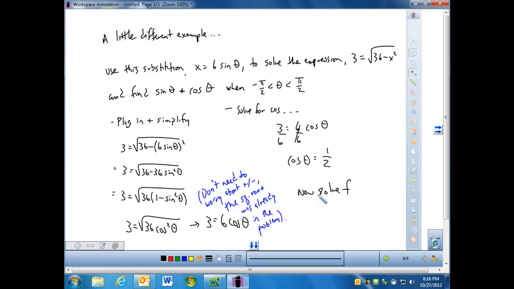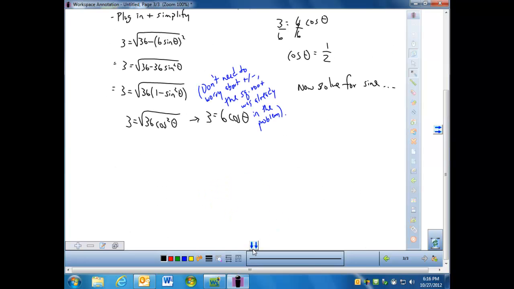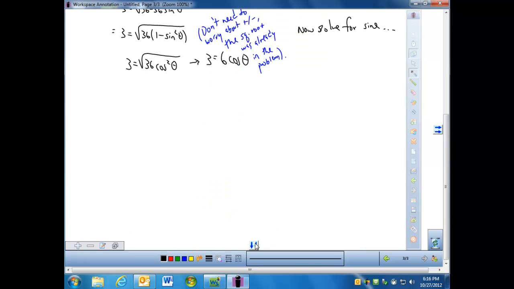We're going to look for sine now. You could do sine a couple different ways. If you wanted to build a triangle for this problem, you certainly could. We're going to continue to use the trig identities that we've learned in class here this last day or so. And we're going to use the Pythagorean identity, one of those. And the one we're going to look at is sine squared plus cosine squared equals 1.